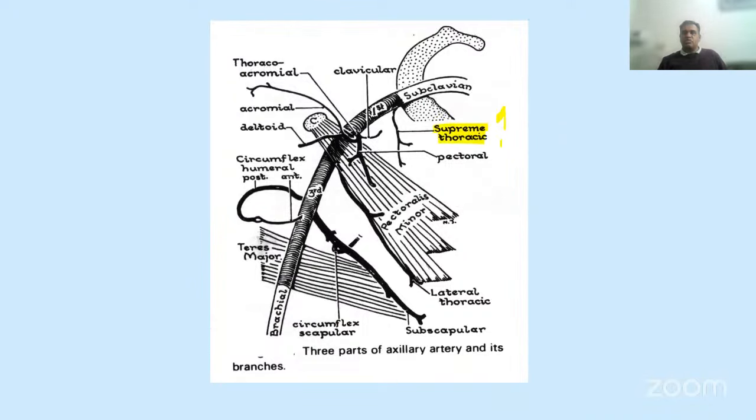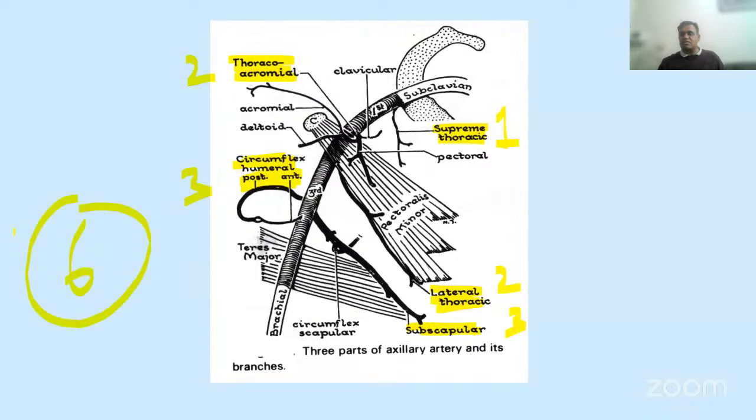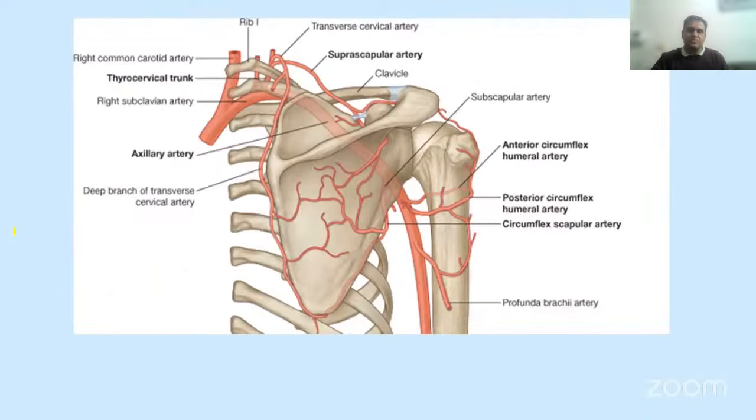First part gives the superior thoracic, number one. Number one means from the first part. Second part will give a thoracoacromial and a lateral thoracic branch, number 2. Third part will give a subscapular artery and the anterior and posterior circumflex humeral arteries, number 3. 1, 2, 3 over here are first part, second part, third part. Total branches is 6 branches. This is our axillary artery, which passes deep to the pectoralis minor muscle.